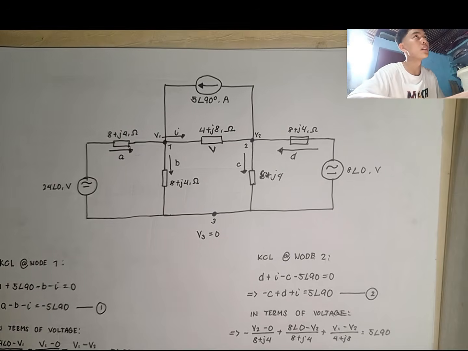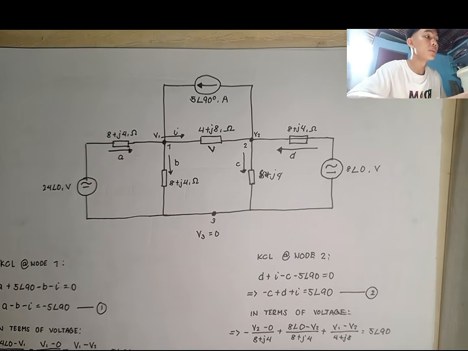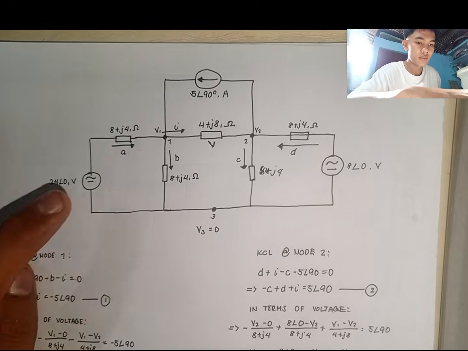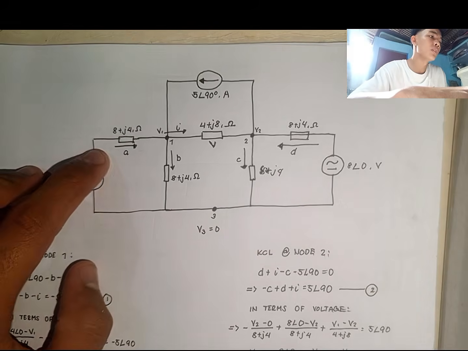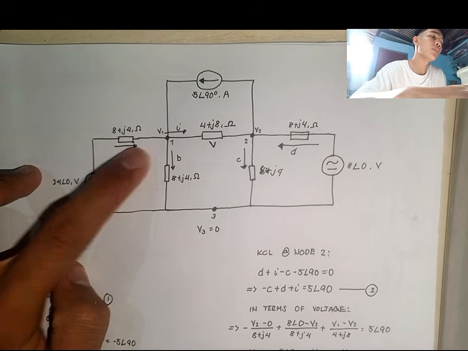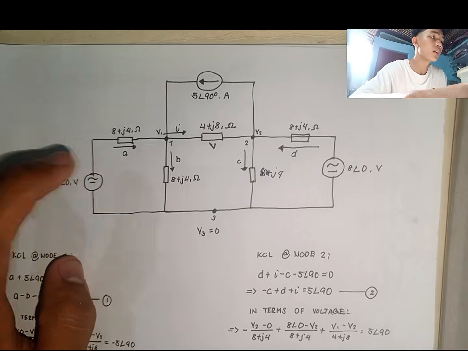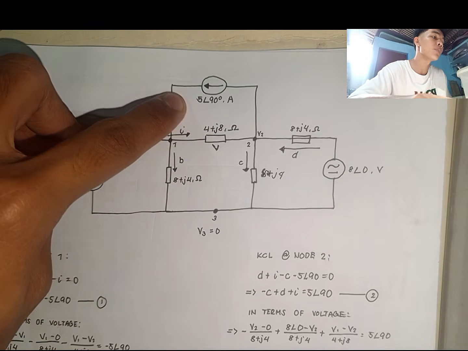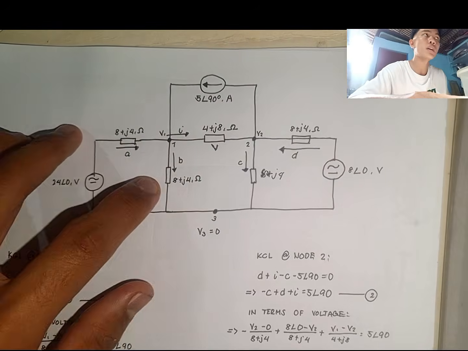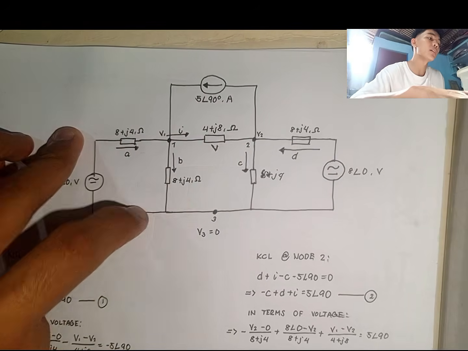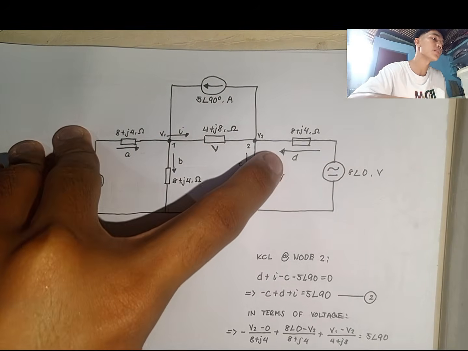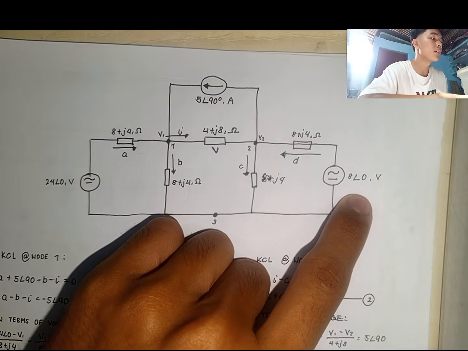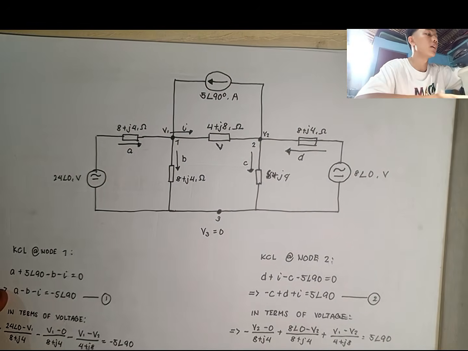We will have to do an AC circuit analysis by using nodal analysis. We have here an AC voltage source of 24 angle of 0 volts with an impedance of 8 plus j4, and a current source of 5 angle of 90 with an impedance again of 4 plus j8. Then 8 plus j4, 8 plus j4 and 8 plus j4 with the AC voltage source again of 8 angle of 0.